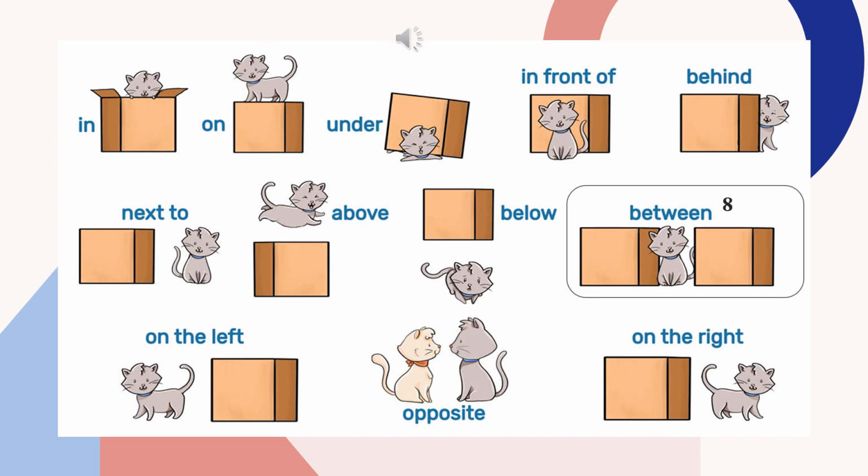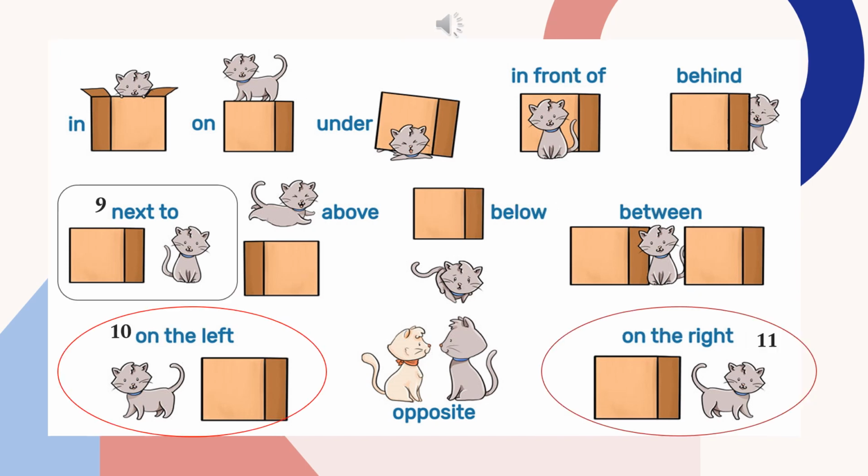The eighth preposition is between. Here in the image, the cat is between the two boxes. So whenever we will use preposition between, we'll always have our main object in the middle of two other objects.